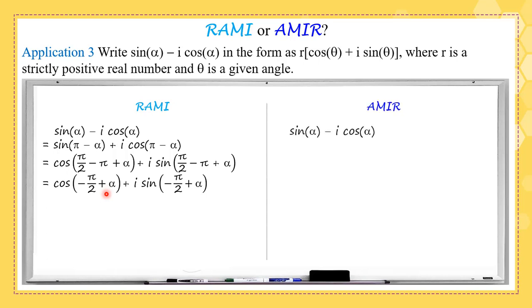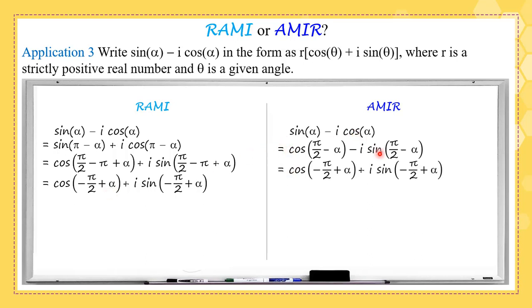Now, what did Amir do? He translated the sine into a cosine and the cosine into a sine first, and then he noticed that the cosine is positive and the sine is negative, and this is in the fourth quadrant, and this was his answer. Now, which answer is correct? I think both answers are correct in this case. Which method is more preferable? I prefer Amir's method. Try first to translate the sine into a cosine and the cosine into a sine, and then manage the negative and positive signs.